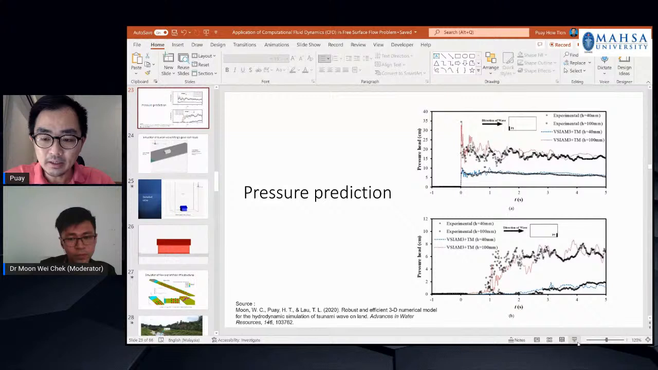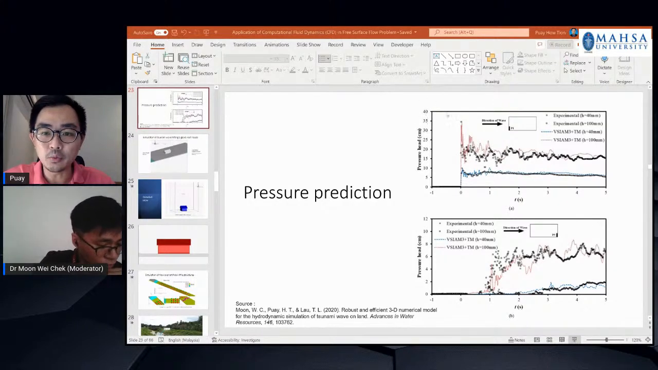More importantly, if a model is developed, there is a need to verify and validate the model. One way is by checking the pressure. This is the pressure at the impingement phase on the obstacle face. You can see that the developed model is well verified here. The dotted line is the experimental result, so the model agrees with the observation from the experimental result.